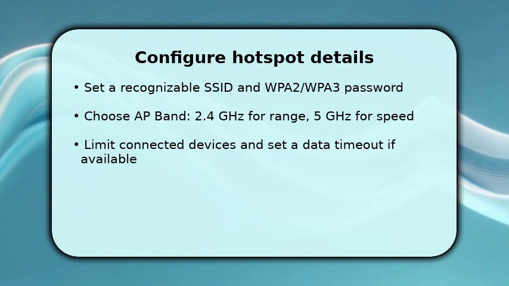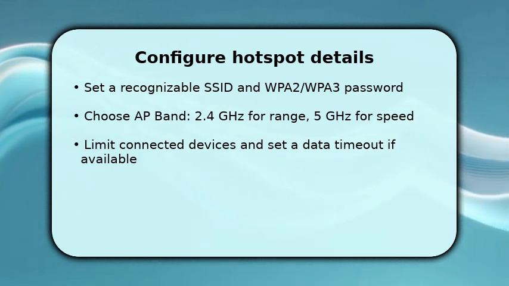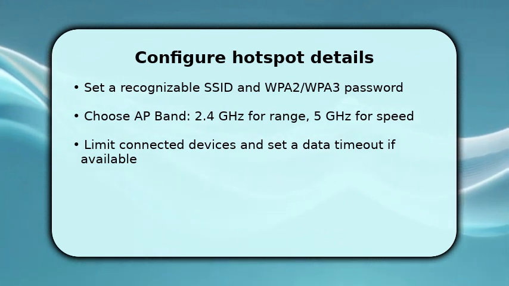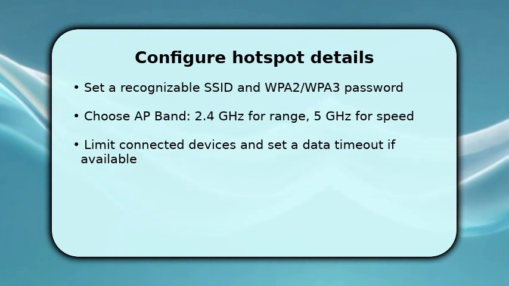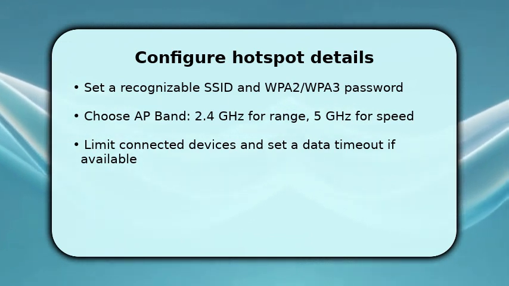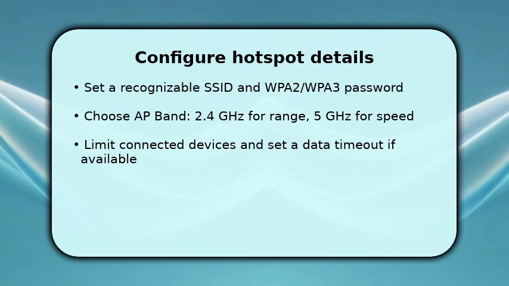Next, pick the AP band. Choose 2.4 GHz for better range or 5 GHz for higher throughput when devices are close. Also set a device limit and idle timeout to manage battery and data use. These choices control who connects and how the hotspot impacts your speed and battery life.